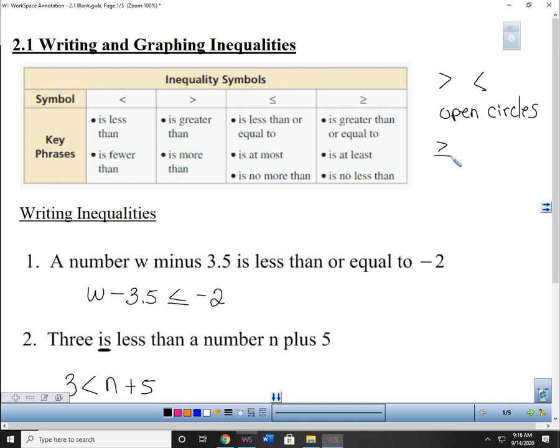And greater than or equal to or less than or equal to will be closed circles, or filled in. So open circles, which are just hollow, just like an O, or closed circles, they're filled in. I like to think that something is missing, which is the equal to bar, or we're not missing anything, so it's filled in.